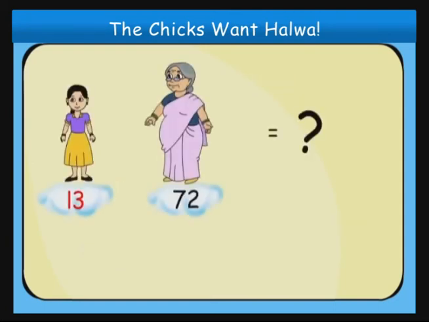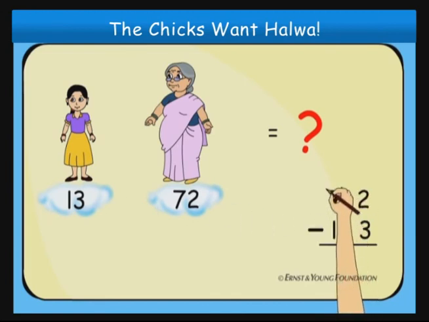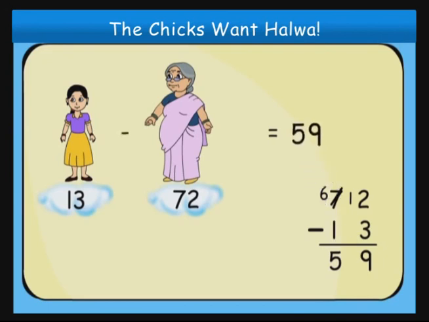Priyanka is 13 years old. Her grandmother is 72 years old. How much younger is Priyanka to her grandmother? 59. Priyanka is 59 years younger to her grandmother.